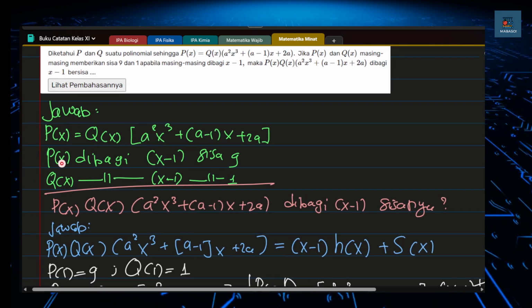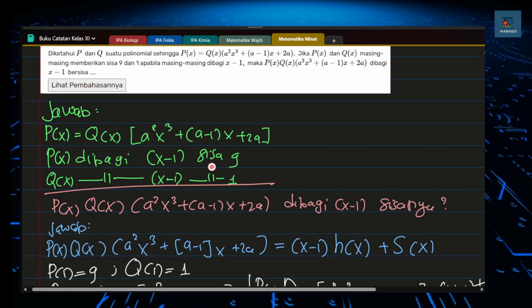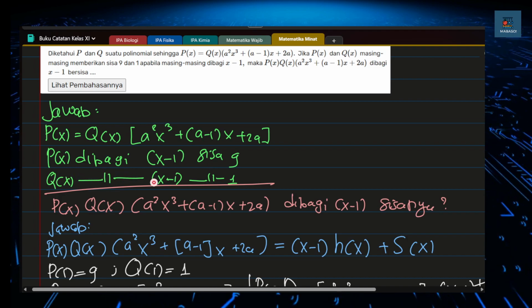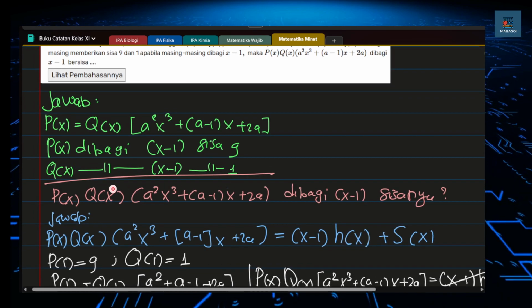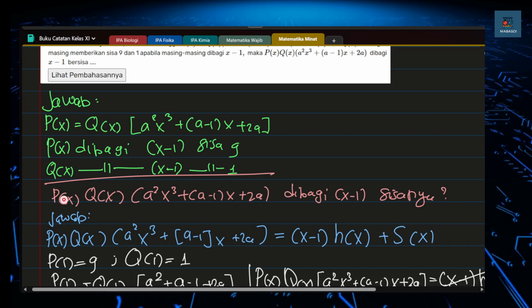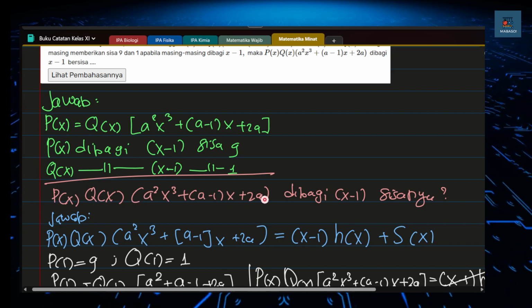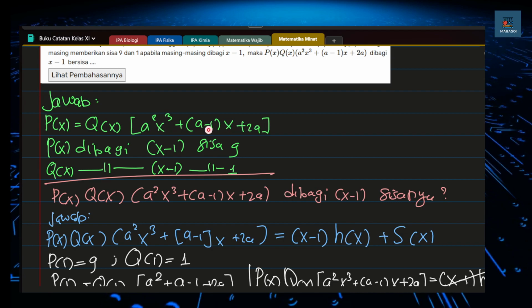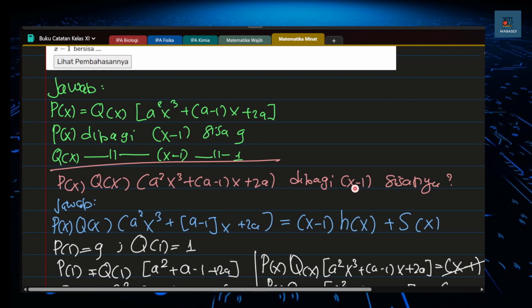We know that p(x) is equal to k(x) times these polynomials. And we know that p(x), when divided by x minus 1, has a remainder of 9. k(x), when divided by x minus 1, has a remainder of 1. And the question asks what the remainder is if p(x) times k(x) times this term, which is exactly the same term as this one, is divided by x minus 1.